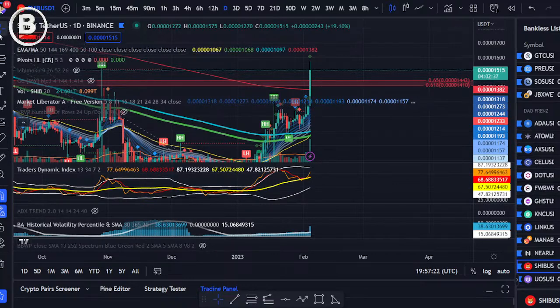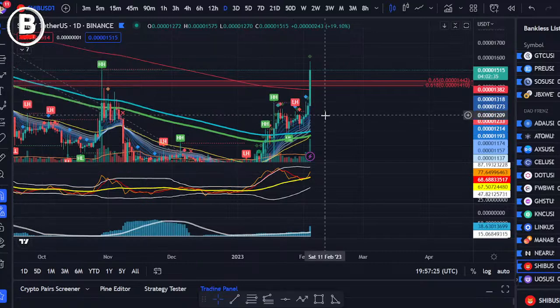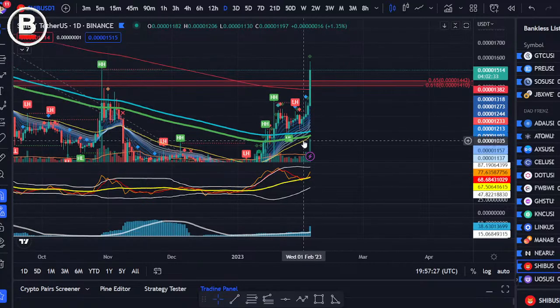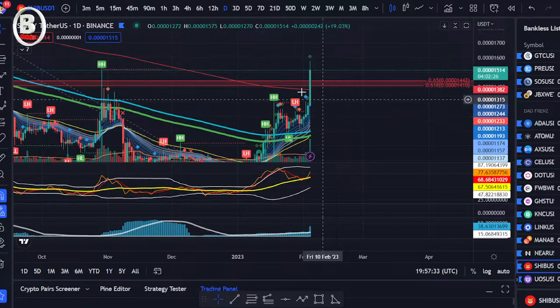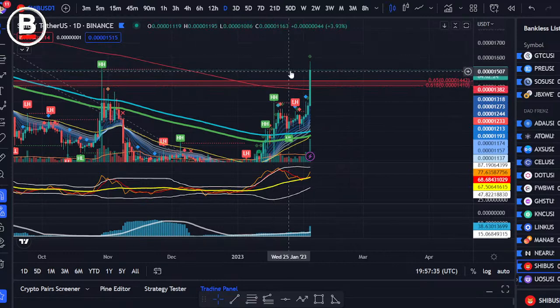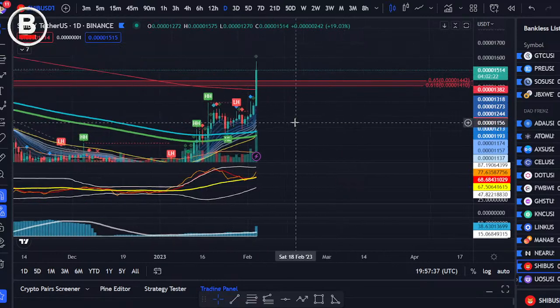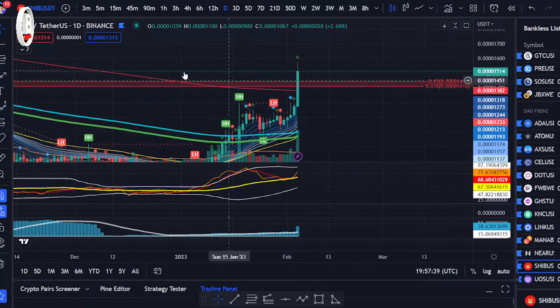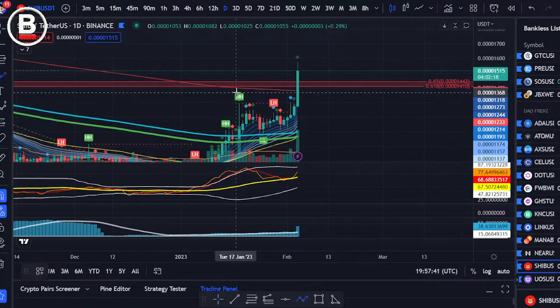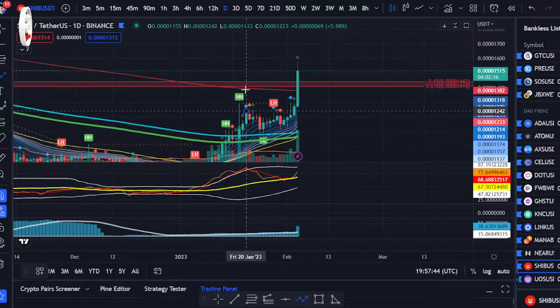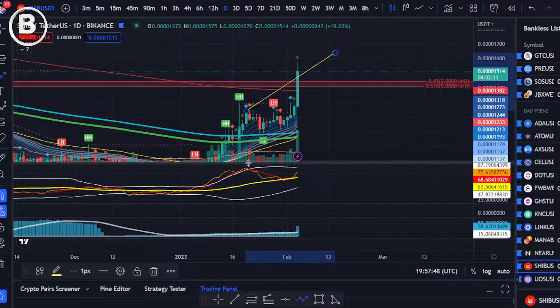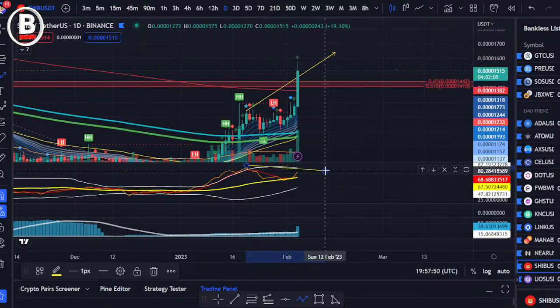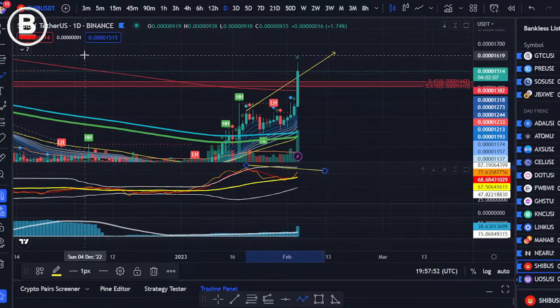The yellow 50 moving average is crossing to the upside. The Vegas wave moving averages are also crossing to the upside. We could see some major bearish divergence play out on this as we get one more pump to the upside. We'll have to see how that goes.